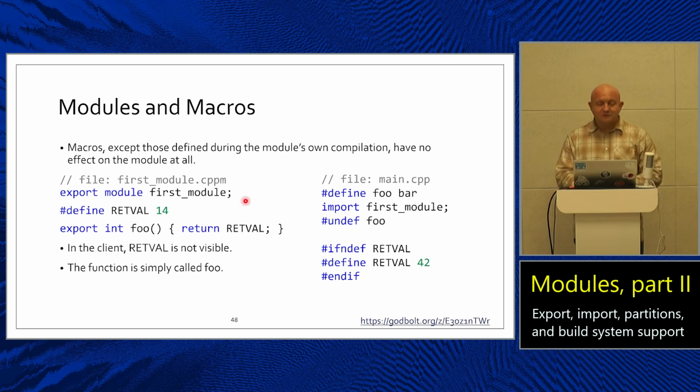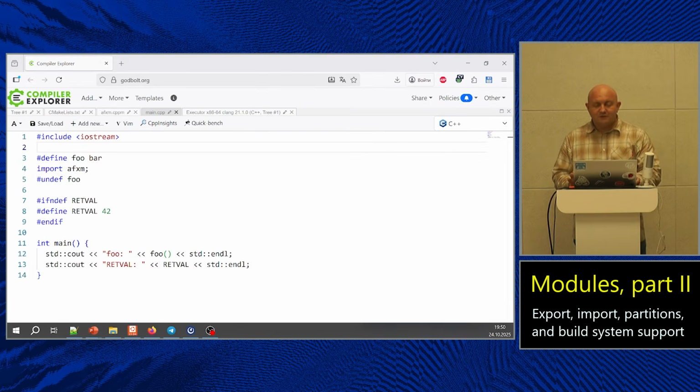But with modules, nothing happens. Macros defined outside the module have no effect on it whatsoever. The module was compiled once in isolation, and whatever macro state existed at the time is sealed inside. From the client's point of view, there's just a function called foo, and no amount of macro trickery will change that. Let me show you the code board.